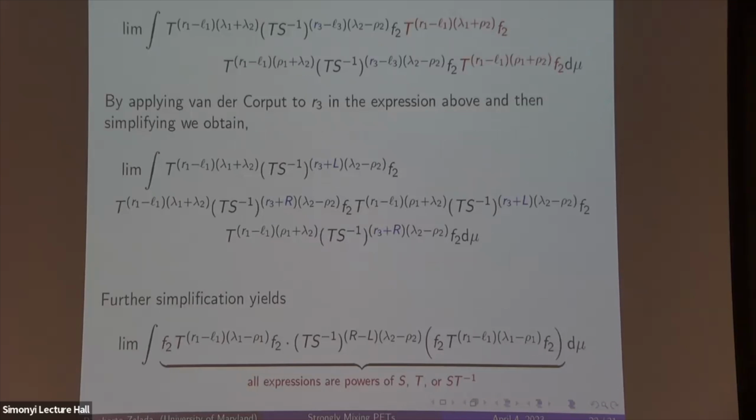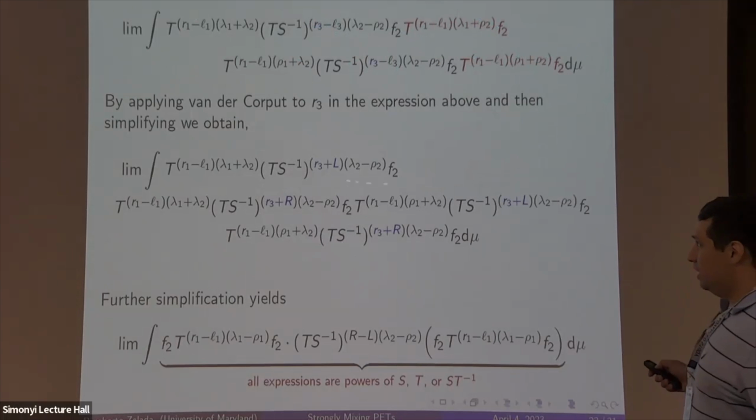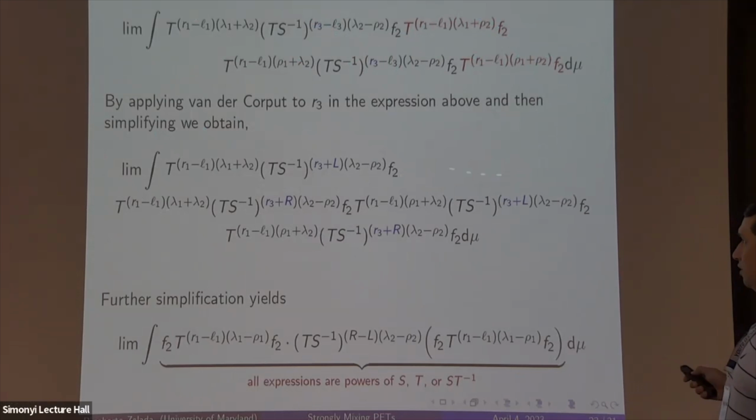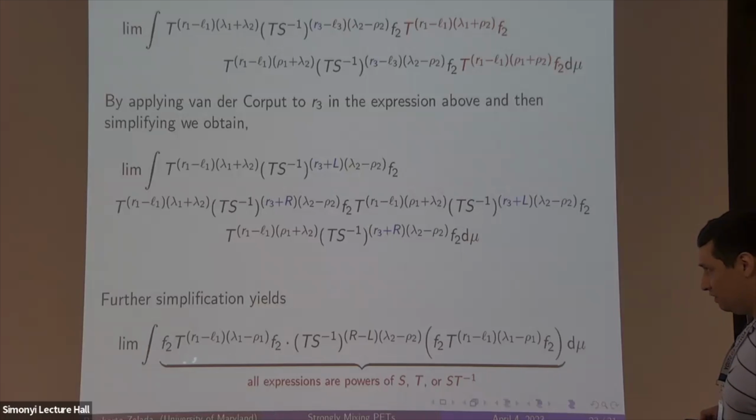Okay, so we start with the factored expression. And what we will do is we will apply van der Corput to R3. So there's R3 here, R3 here. And as you can see, the red expression has no R3, right? So after applying van der Corput, the red expression will disappear and will be here. Then we simplify a little bit and we finally arrive at our destination, which, as you can see here, we have t to some power, st inverse to some power, and t to some power.